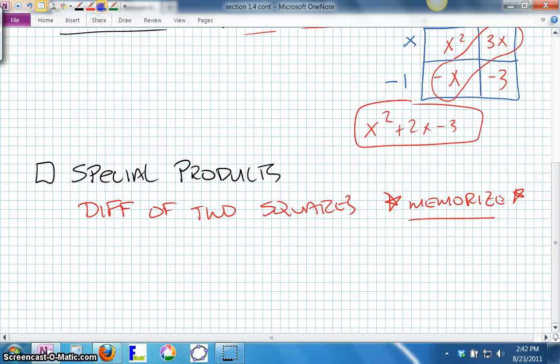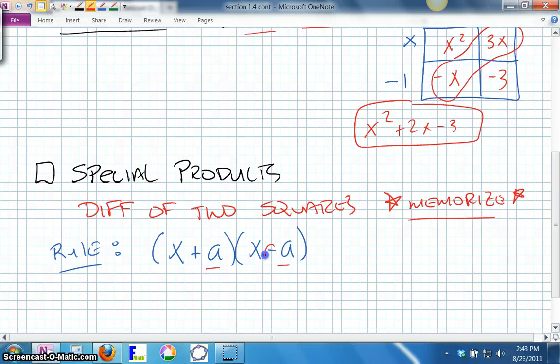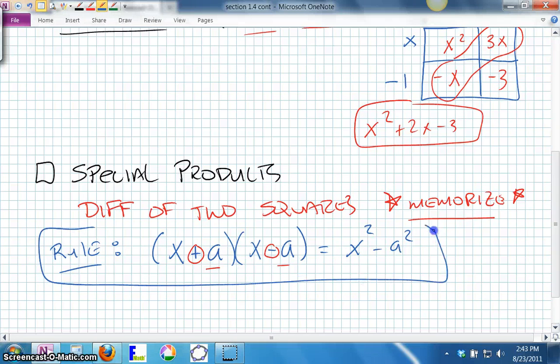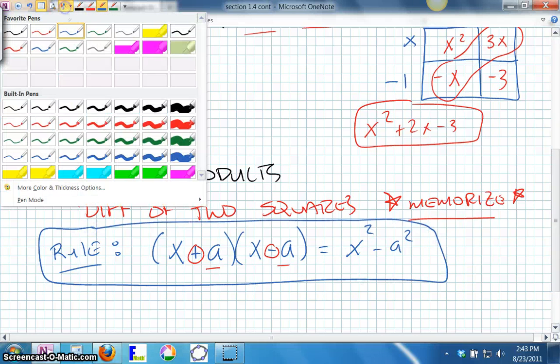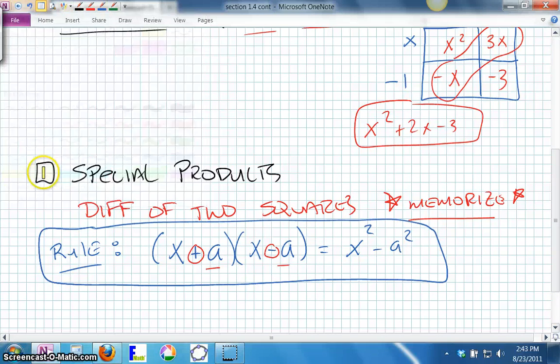So I'm going to give you the rule. The rule says this: if you are multiplying x plus a, a binomial, times x minus a, notice that the a's are the same. The a's are the same, and the only thing that's different is the minus and the plus sign between them. Then you are guaranteed to have this turn out to be x squared minus a squared. So that right there is super important. Make sure you look at that one.